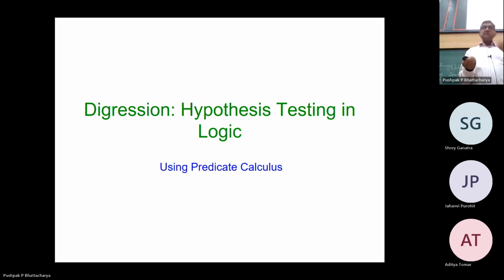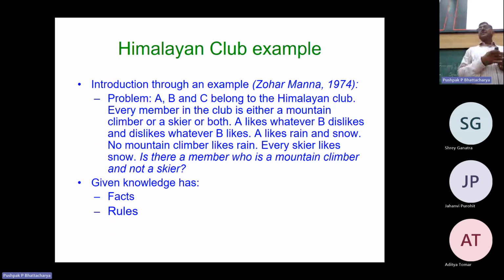This is a digression: hypothesis testing in logic. This example tells us very clearly how a hypothesis gets rejected in the face of observation. This is an example which I always give in my AI class. Next semester I'll teach the third year undergraduate AI class, and when I do logic, this will come. It shows clearly how what we observe can refute the hypothesis.